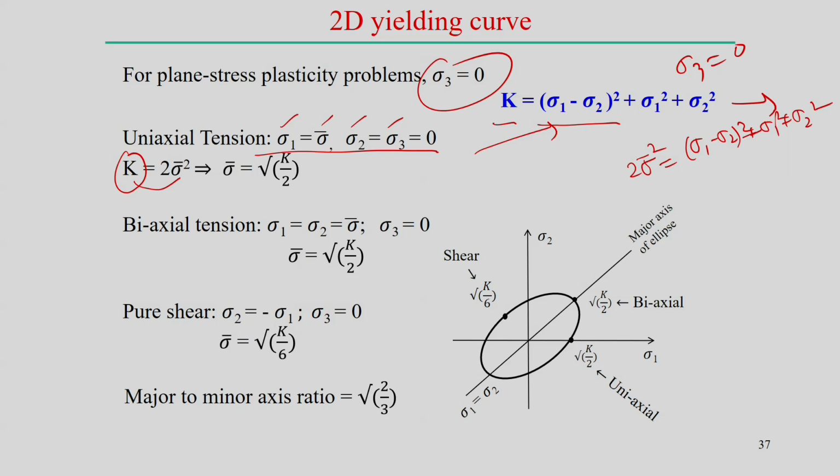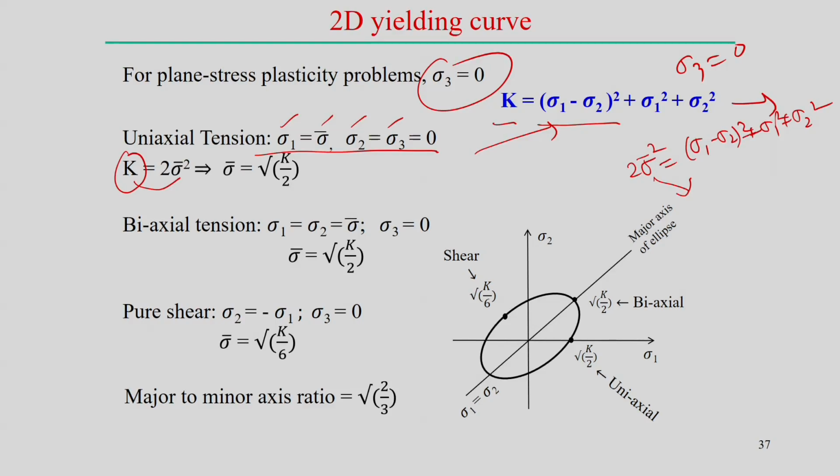So, this is the yield surface functional form, and this is the situation, and we can define the K by simply doing it in the uniaxial tensile stressing specimen. Therefore, this is the functional form, and this sigma bar is the yield stress, the normal yield stress of a particular material.